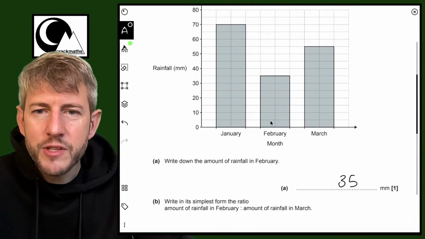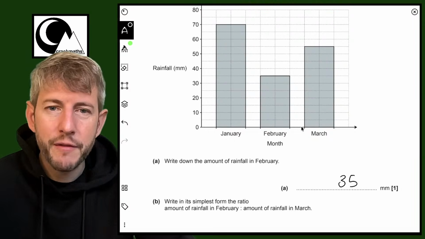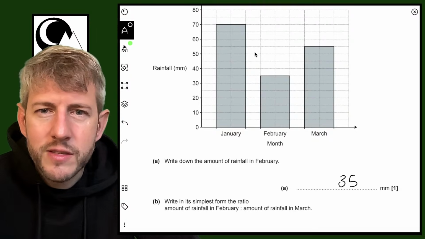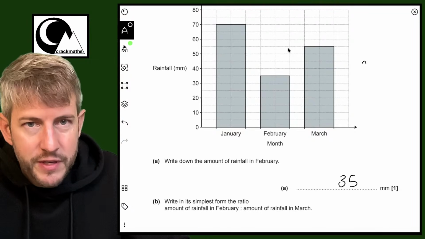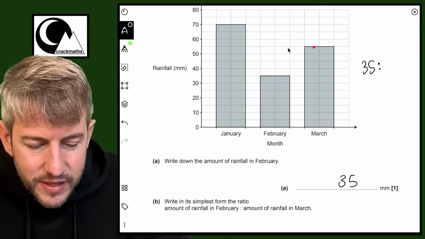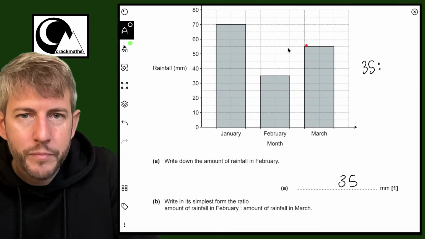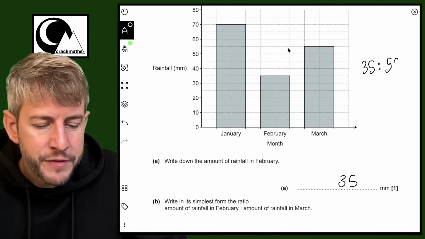Write in its simplest ratio the amount of rainfall in February to the amount of rainfall in March. So let's take a look. In February, we had 35. Okay, I'll just put this up here for the time being. And in March, if we read up here and then read across, that's 55. So we've got 35 to 55.